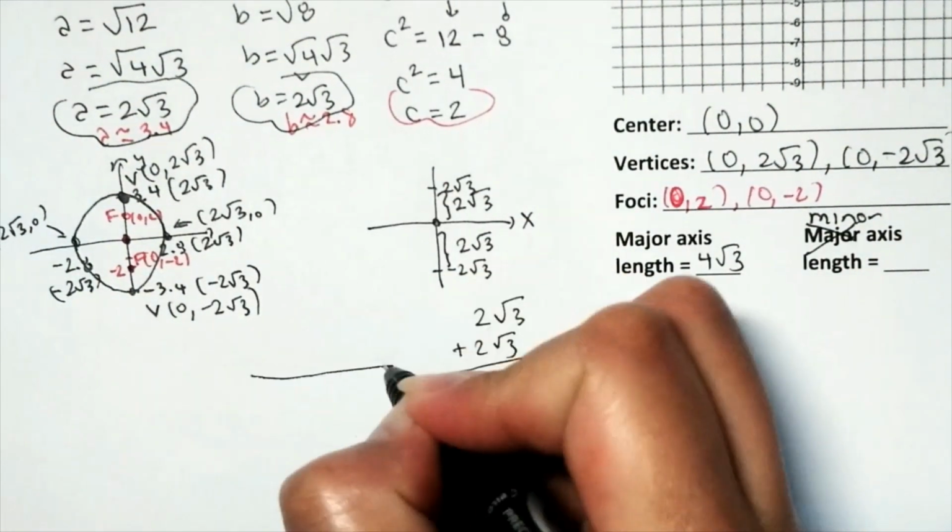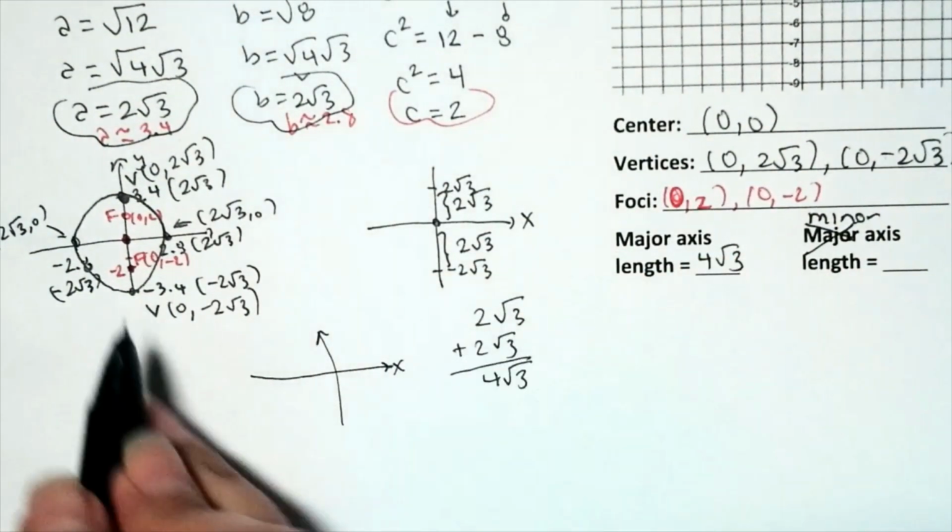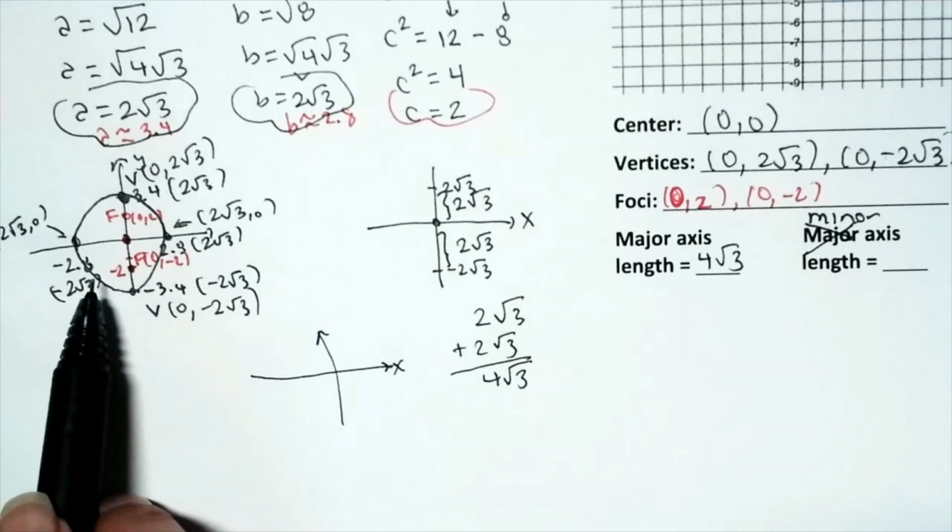So I need to start from scratch. The endpoints of the minor axis, where am I? I think I applied the wrong one. They're not the same.